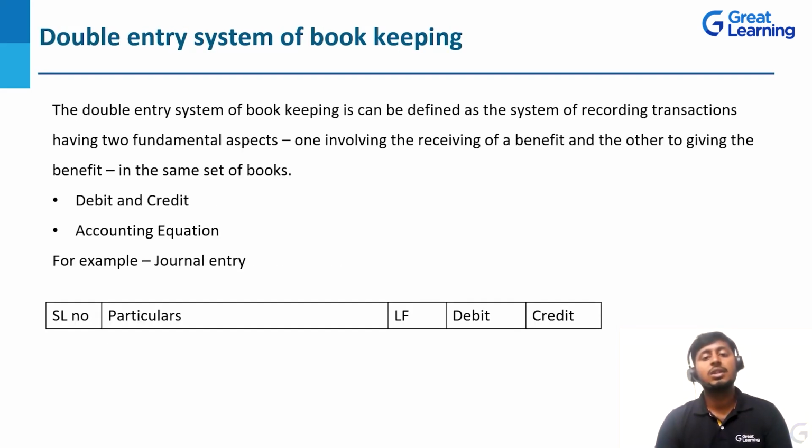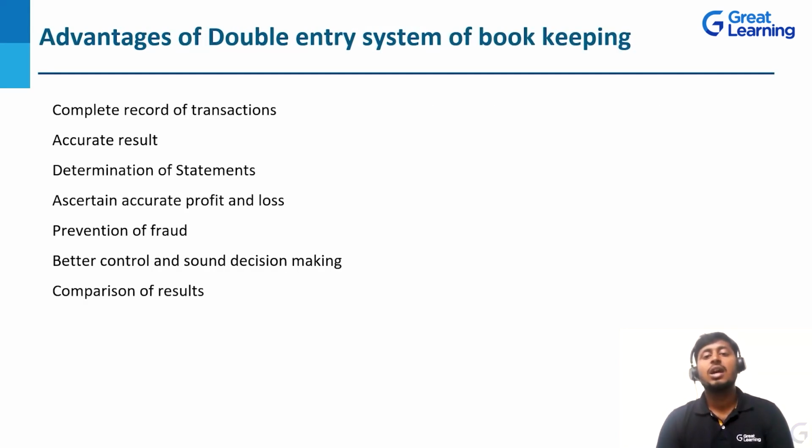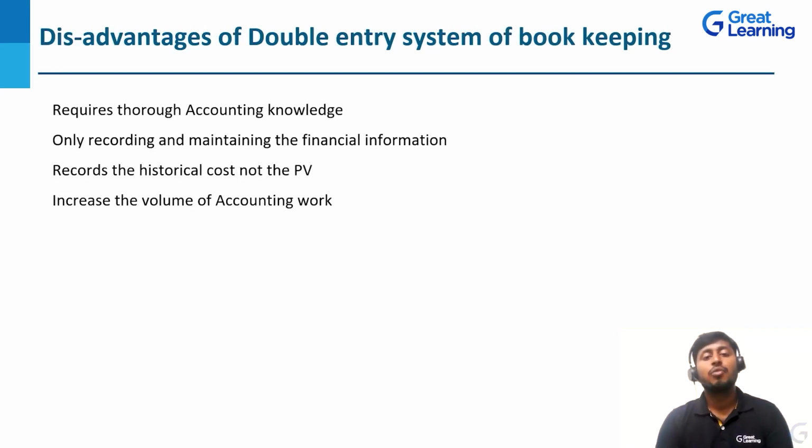Next, double entry system of bookkeeping. In this system, we have discussed the meaning, what we mean by debit and credit, the accounting equation, and the format for journal entry also. Next, we have discussed the advantages of the double entry system of bookkeeping. Here we have 7 advantages that we have discussed. And next, we have discussed the disadvantages of the double entry system of bookkeeping. There are 4 disadvantages that we have also discussed.